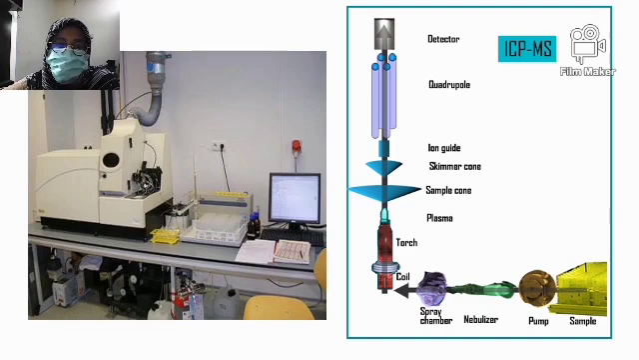The instrument here is the ICP-MS. As we can see, it is connected to the computer, so the mass spectrum can be printed on this computer. So these are the components in ICP-MS.